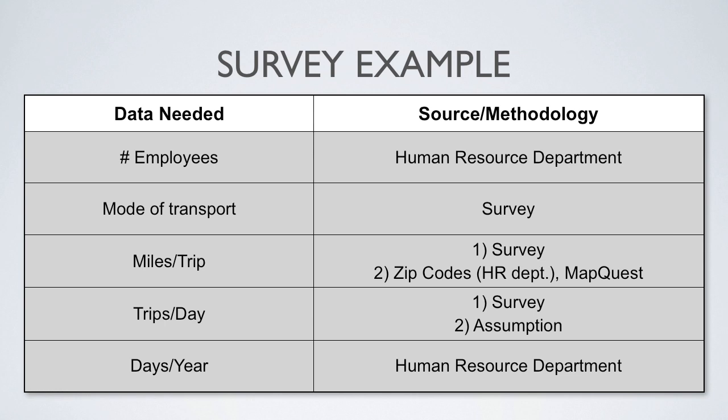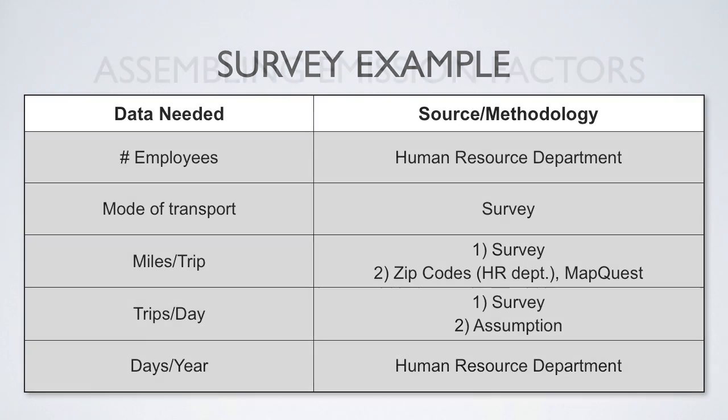In this case, the information needed was the number of employees, their mode of transport, whether they carpooled, the approximate miles per trip, the number of trips per day, and the number of days worked per year. As you can see, some of this data could also be collected from the organization's human resource department. But in this case, the information was collected and the accounting initiative was communicated to the organization by administering a survey to the workforce.